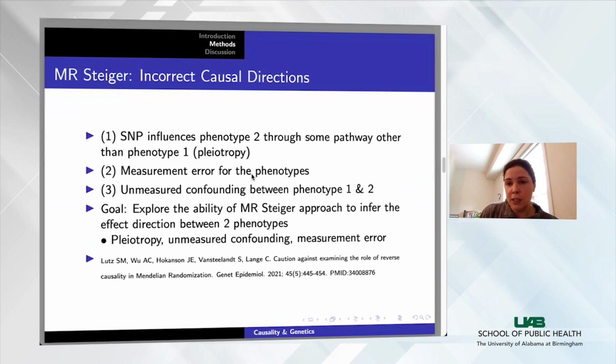Also, measurement error of the phenotypes could lead us to infer the wrong effect direction, as could any unmeasured confounding between phenotype 1 and phenotype 2. Our goal was to explore when the MR Steiger approach was able to infer the effect direction correctly and when it wasn't. We were mostly focused on pleiotropy, because it comes up a lot in data analyses, but also on unmeasured confounding, because standard MR approaches are robust to unmeasured confounding of the phenotype 1, phenotype 2 relationship. So we were interested in how that affected the MR Steiger approach.